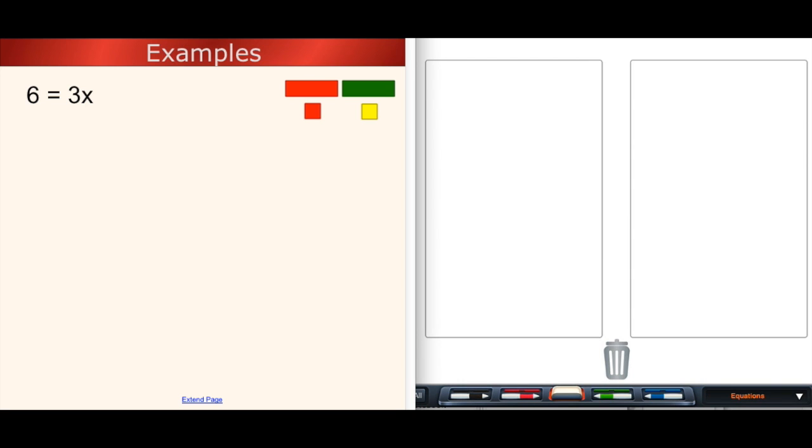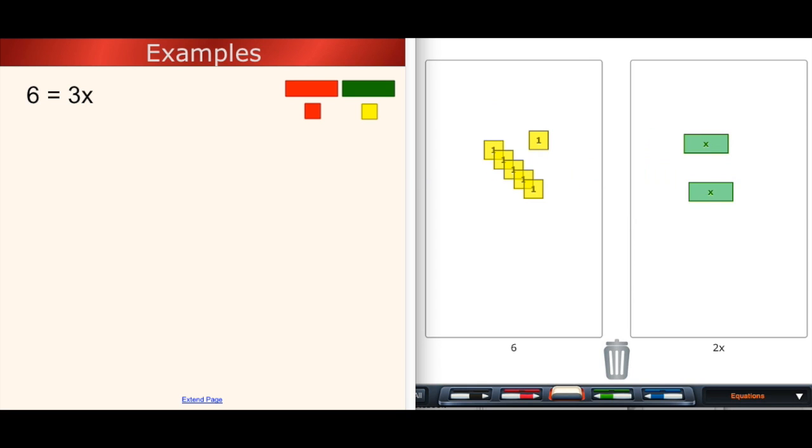And let's set up, the left side says 6, so I got 1, 2, and something you can do to help yourself along here is I could say, well, I've got 2, I need 3, 4, 5, and I need one more, 6. That's fast. So I got 6 there on the left, and I need 3 x's on the right.